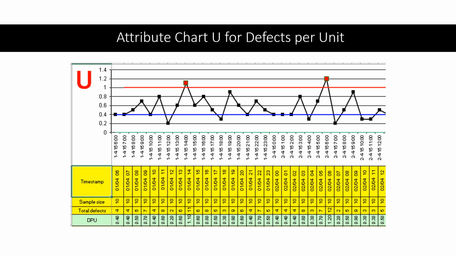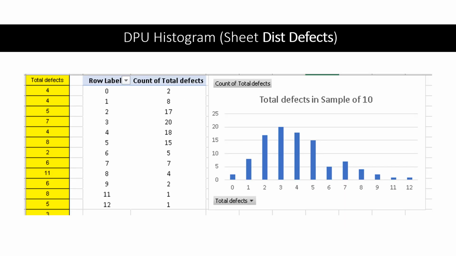Sheet U has an example of a U-chart. In this case, the sample size is constant, therefore the upper control limit is a straight line. This information can be useful to understand the reason for these process improvements. Timestamps will let us associate changes we made in a line with the improvements. In sheet Dist Defects, we have used a pivot graph to plot the distribution of defects in the samples of 10. Average defects per sample of 10 is 4, so average DPU equals 0.4.